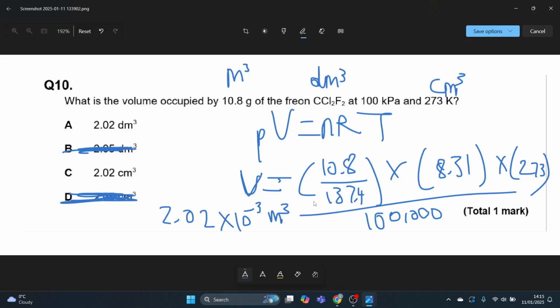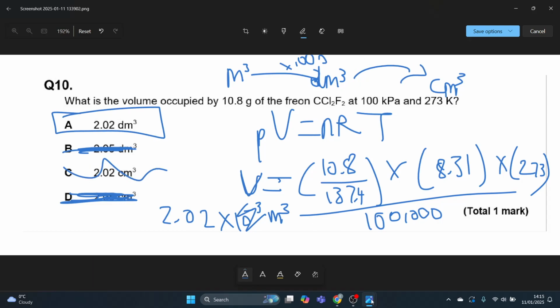I've got meters cubed and I want it in either dm cubed or centimeters cubed. To convert to dm cubed, times by 1000. So just get rid of that. So it's 2.02 dm cubed. It would be times by 1000 for centimeters cubed.